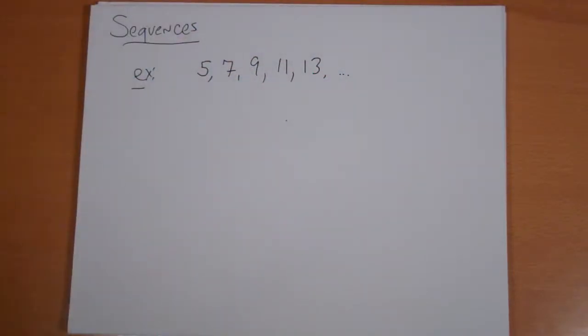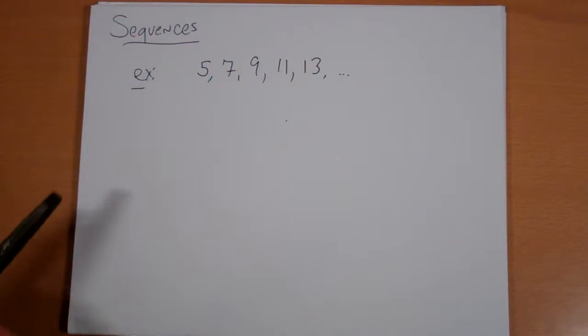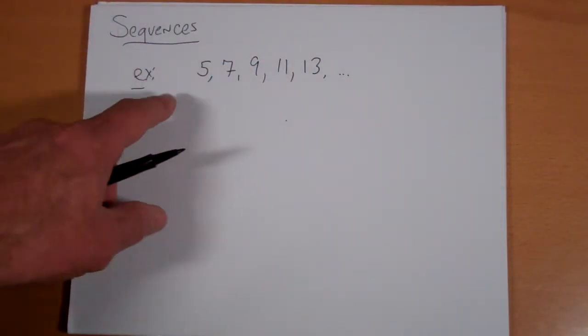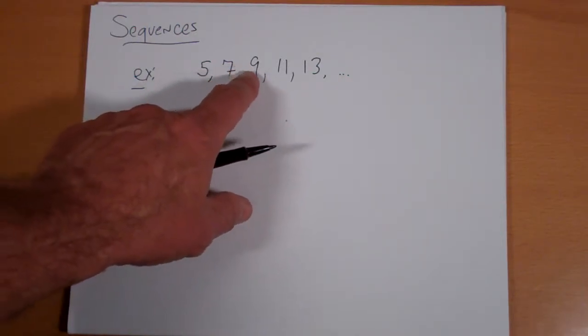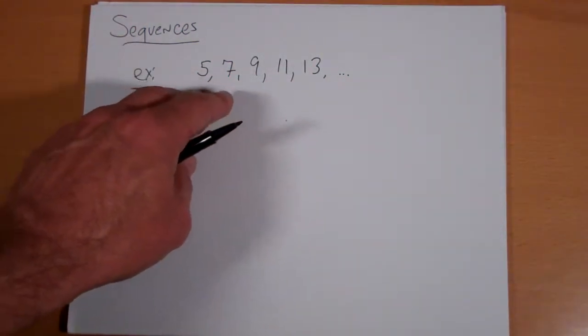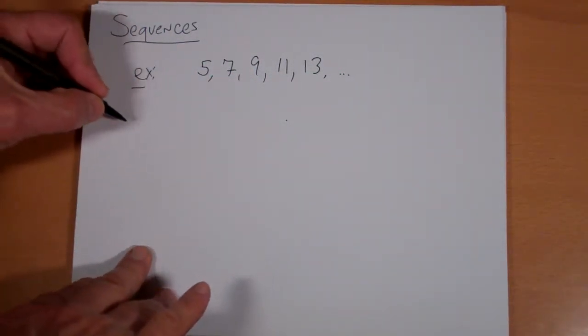Oftentimes at that point a sequence would stop and you just have three dots, an ellipsis. And what we mean here is that this pattern continues. If you notice here, you increase by 2, by 2, by 2, by 2. So a sequence here is just a series of numbers, sometimes with a discernible pattern.